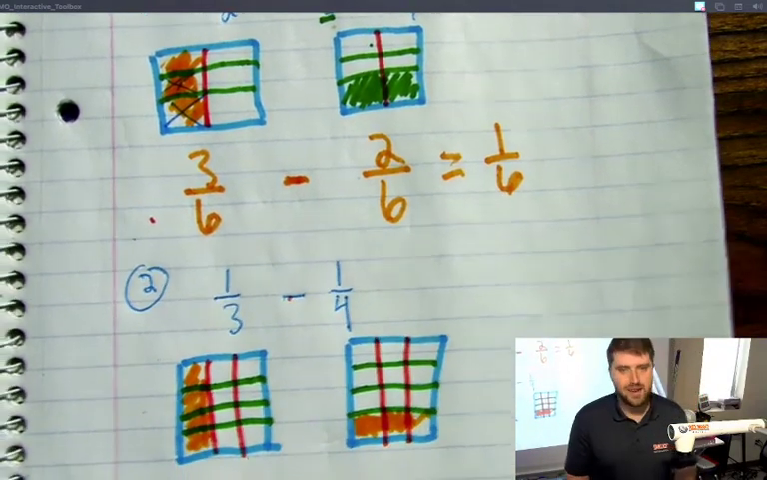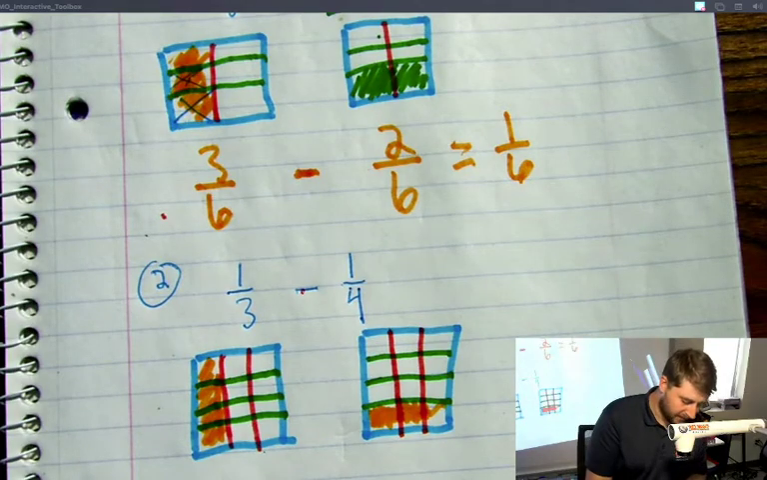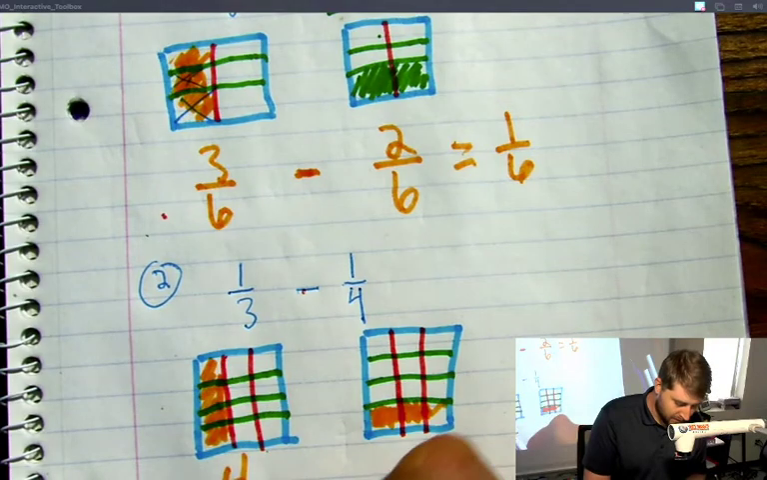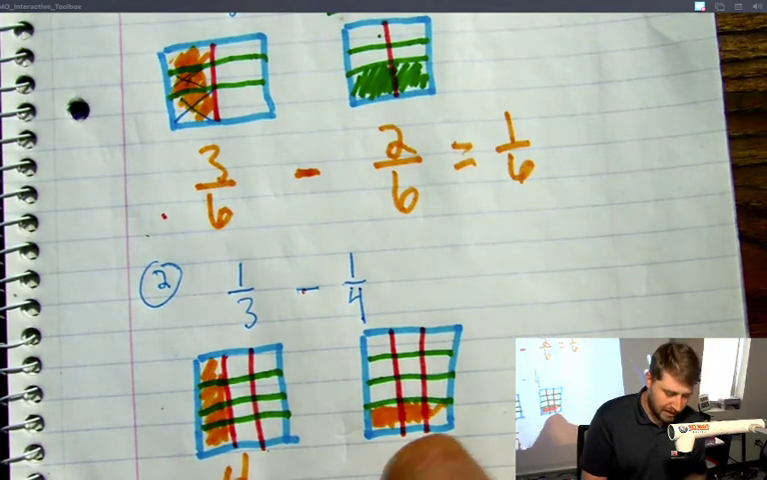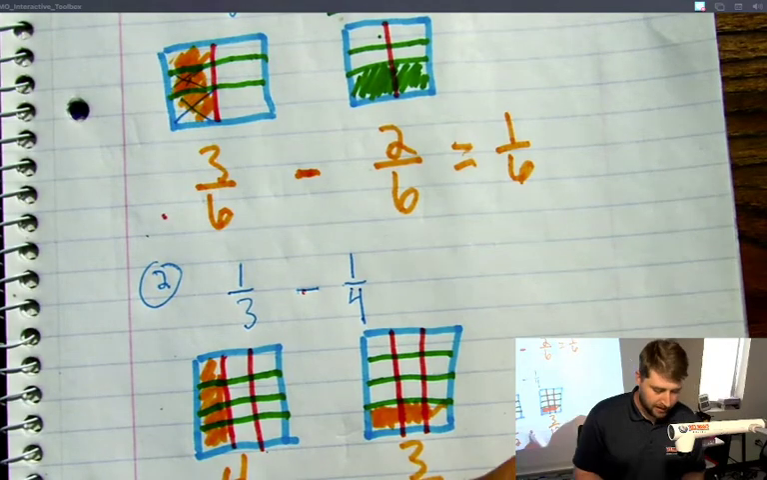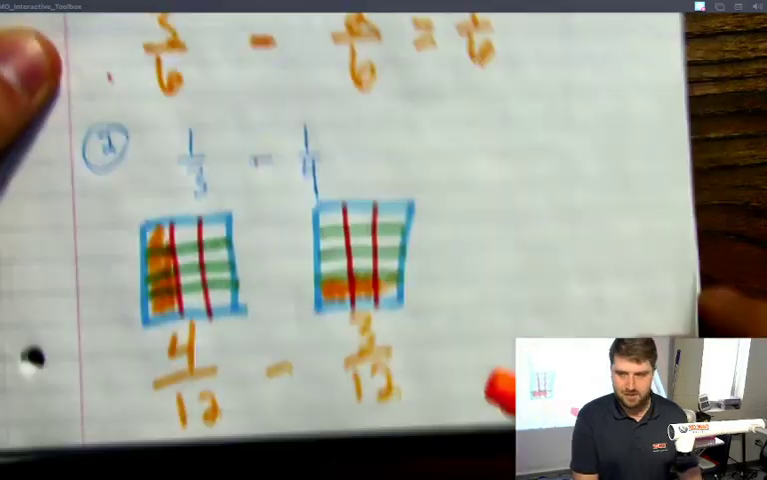This is just like when we were adding. The only thing we have to remember now is that we are subtracting instead of adding. There are 4 parts shaded in on our left model out of 12 total ones, and 3 parts shaded in on the right out of 12 total ones. Now we can subtract that. 4/12 minus 3/12, and I gotta shimmy that up just a bit there. There we go.